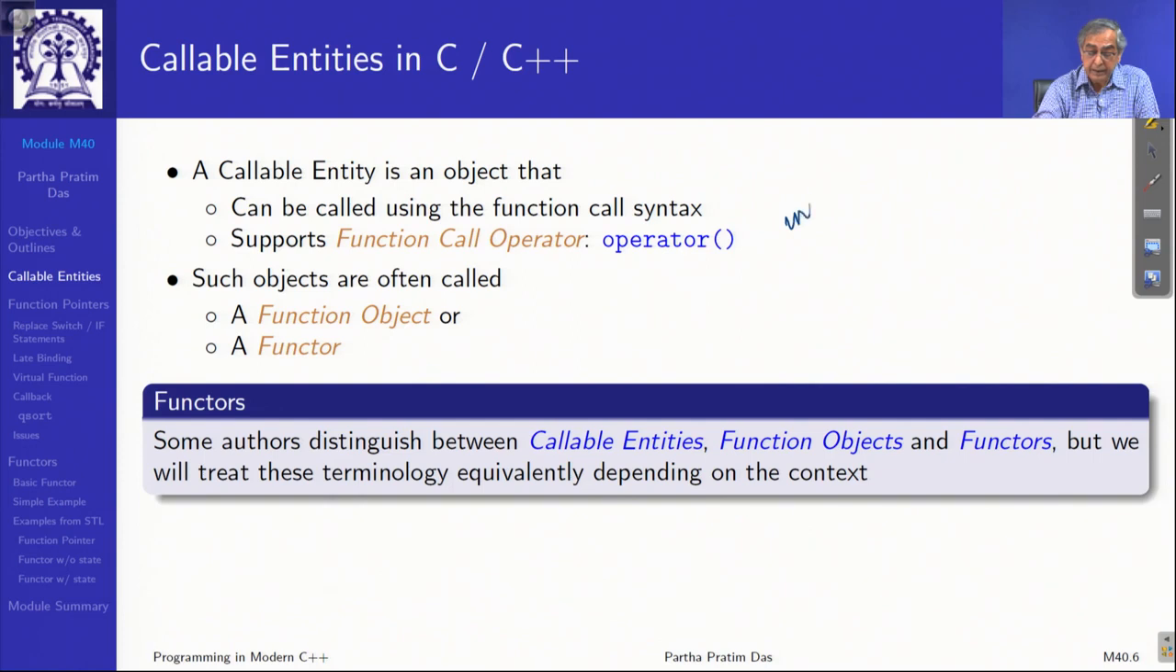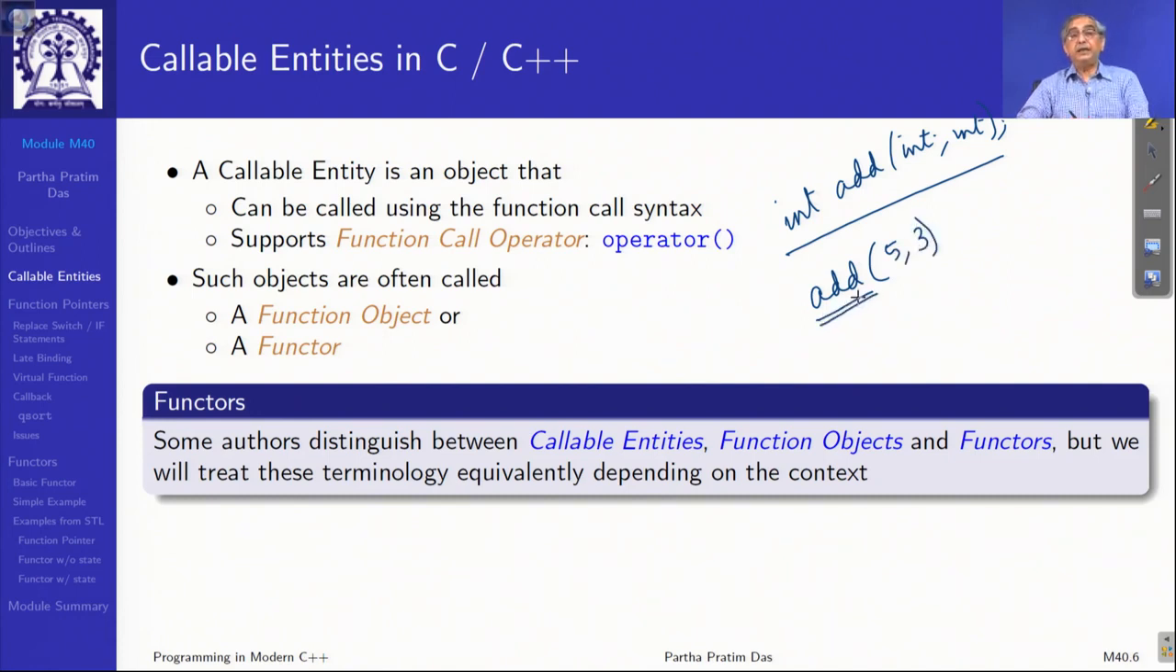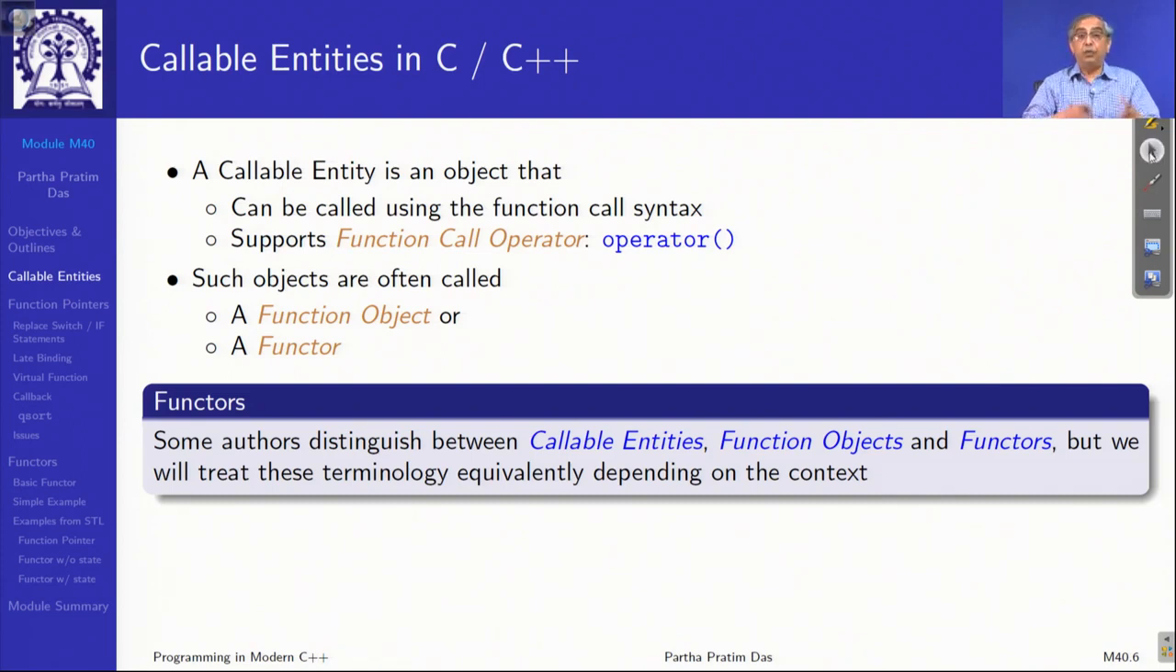We say int add(int, int). This is the signature, and then we say add(5, 3). So, what tells me that add is a callable entity? This pair of parentheses. That is called the function call operator. These are typically known as function objects or functors also. Some authors distinguish between them with subtle differences in meaning. We will use them interchangeably depending on the context.